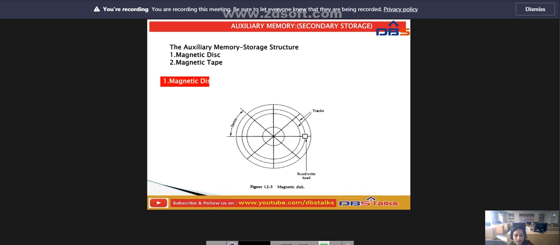In most systems, the minimum quantity of information which can be transferred is a sector. So in these sectors the quantity of information is stored. The track address bits are used to move the head to the specified track position before reading or writing.